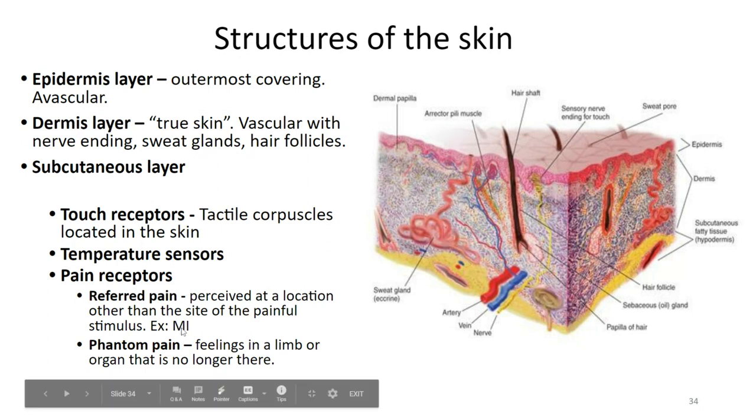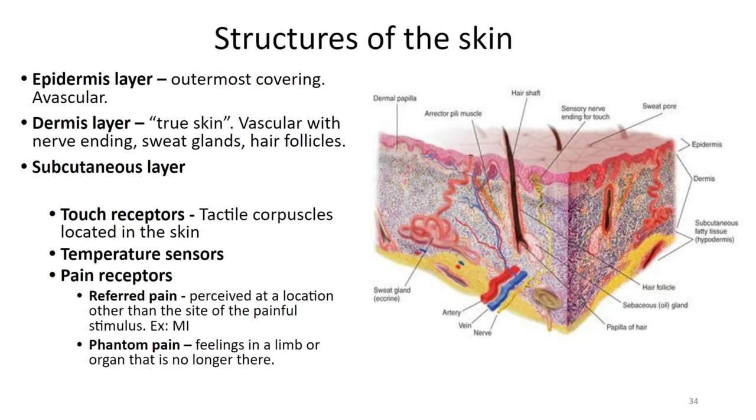So a perfect example of that is a myocardial infarction. Remember, that's the fancy word for a heart attack. Some people have an MI, meaning that their heart is actually what's being damaged and hurting, but weirdly they will feel it in their shoulder or even up in their jaw. That's a perfect example of referred pain.